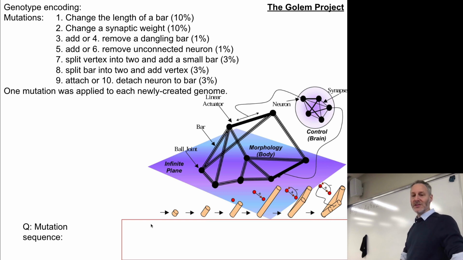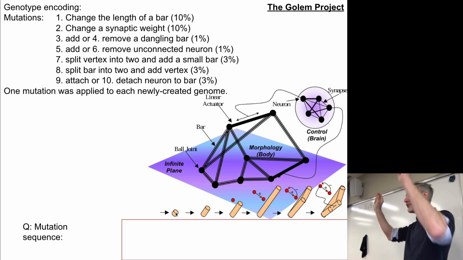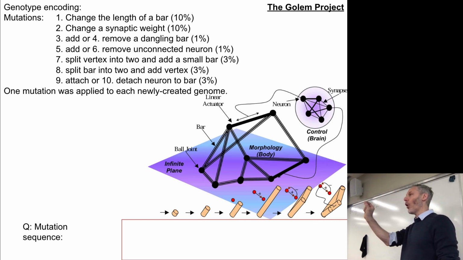Which one turned this null phenotype into this non-null phenotype? Number 3, add a dangling bar. Absolutely. So we've got a little bar here. So this is the child. You take this little bar and you drop it into the physics engine, and that little bar travels forward by 0.01 millimeters in the simulator.